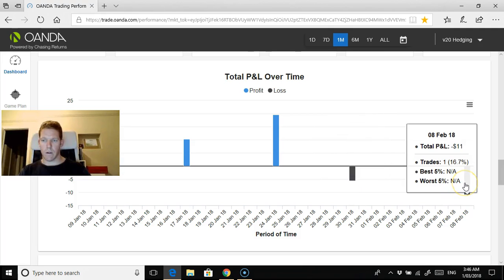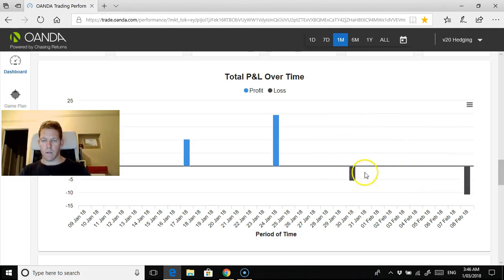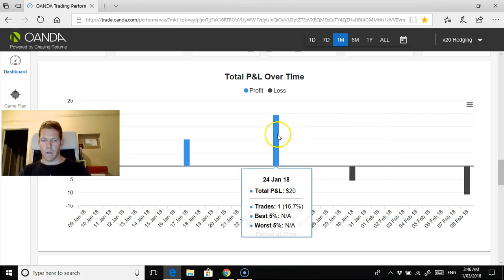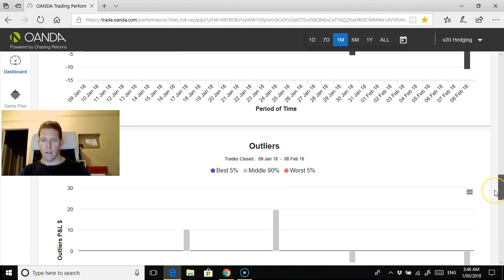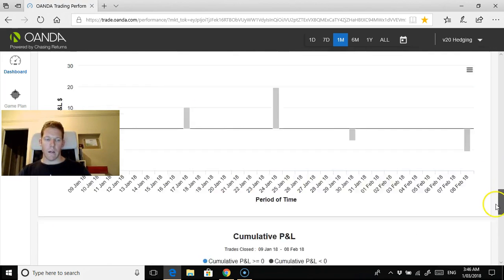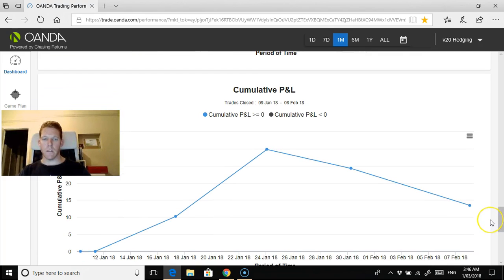Interesting. There are the two losses. We've got 11, we've got 20. So we've got $30 made and then $15 lost. That's sort of what you want to see, really. But yeah, here's a nice little cumulative P&L graph. That's sort of how we're sitting for the month.